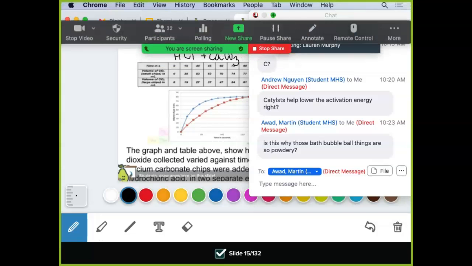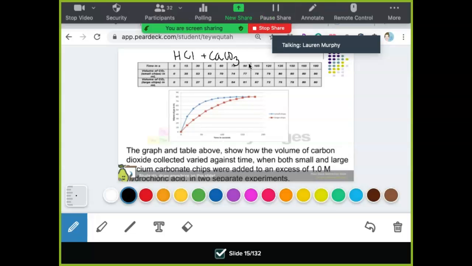It is why the bubble bath things are so powdery. Yes, the more powdery can produce the better bubbles.